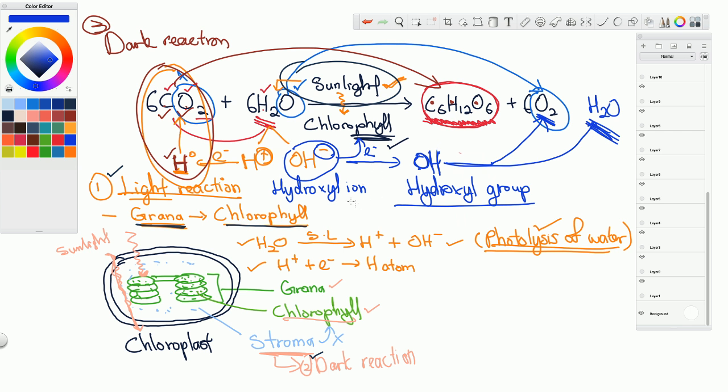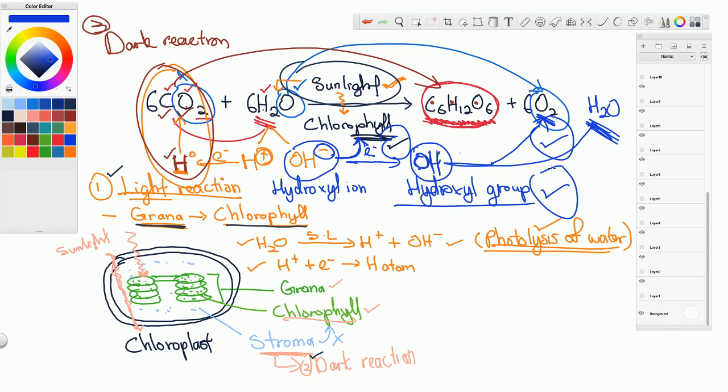Hydroxyl ion donates electron or releases electron to chlorophyll, you get 1 point. To become hydroxyl group is another 1 point. Hydroxyl groups combine to form oxygen and water, this is another 1 point. So here 1, 2, 3 markah. So 1, 1, 1, you get 3 points altogether here.